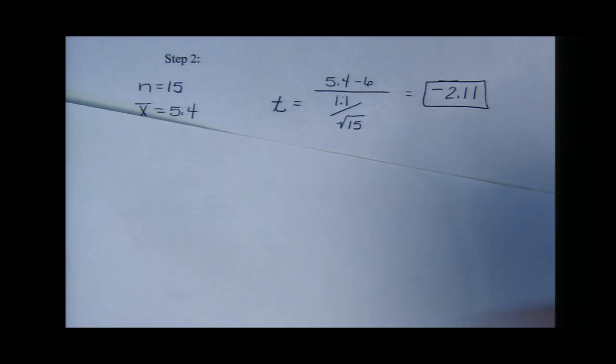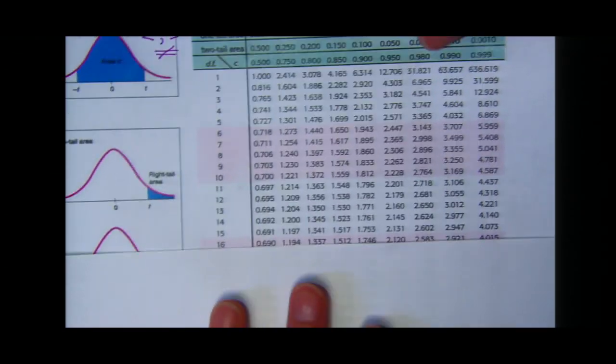Whoops, let me erase what I'd written on the last example so we don't get that confused. Okay, my DF is 14.